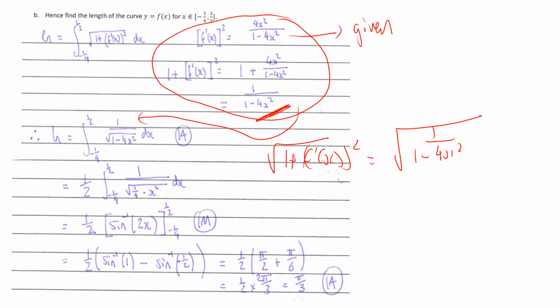You factor out the 4, which becomes 1/2 outside the integral sign, and then you apply the rule. So inverse sine x divided by 1/2 is inverse sine 2x. We're integrating from minus a quarter to 1/2, and then it's simply your exact values. So inverse sine 1 minus inverse sine minus the half, and that leads you down to a final answer of pi on 3.